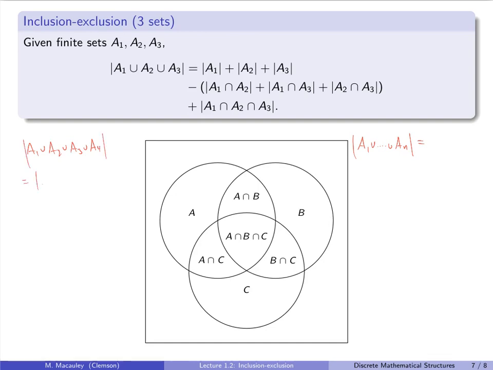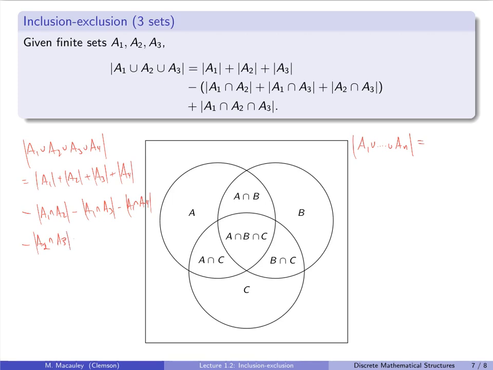You just add up the sizes of the individual sets, A1 plus A2 plus A3 plus A4. And then you have to subtract all of the pairwise intersections. So A1 intersect A2, minus A1 intersect A3. But there's a lot of these, so minus A1 intersect A4, minus A1 intersect A5. Sorry, there's no 5.